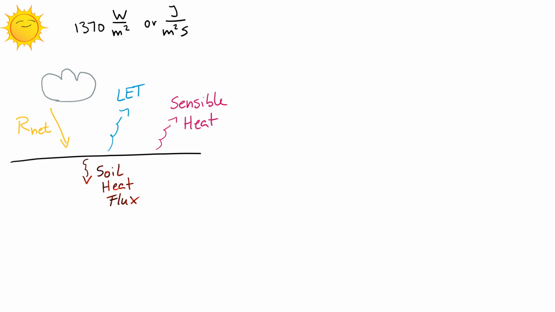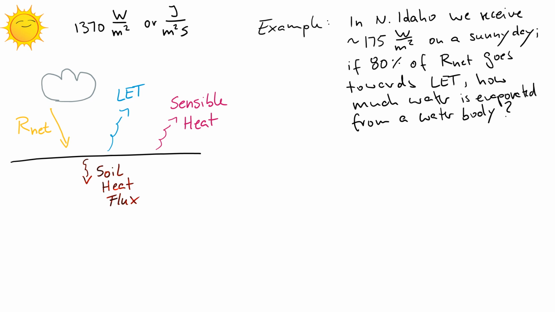So how much net radiation do we need to evaporate water? Or asked the other way around, how much water can we evaporate in a given day given some net radiation? For this, let's do a little example. Let's say that in North Idaho we receive about 175 watts per meter squared as net radiation, and that about 80% of that net radiation goes towards evaporating water either from surfaces, be it soil or water, or from plant leaves. So how much water can we expect to evaporate on a sunny day in Idaho?